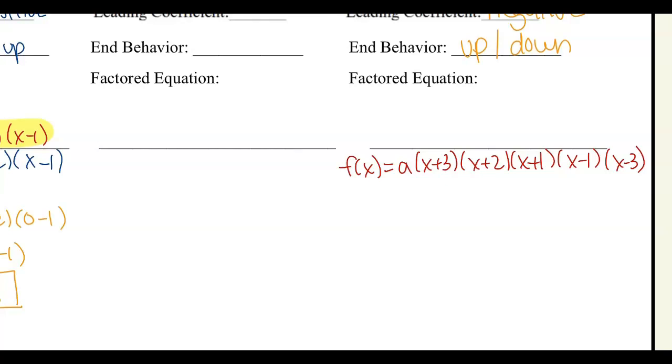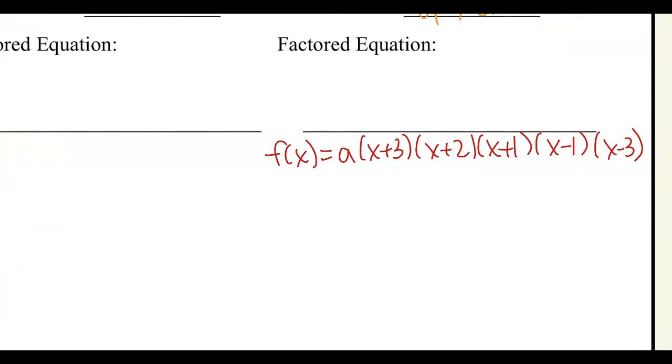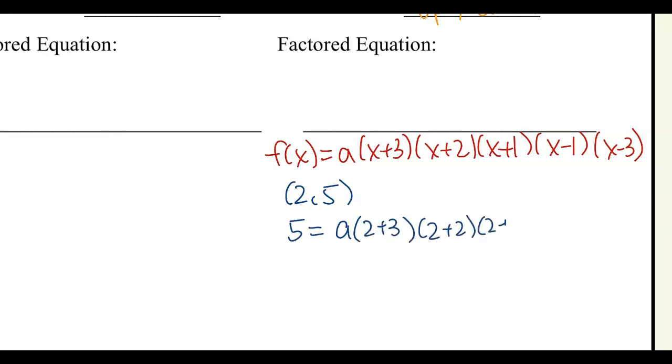None of them are bouncing. None of them have a line kind of wiggling through it. We definitely said that we need to use the point 2, 5, because if you're solving it, you need to figure out some point on your graph, and we couldn't use the y-intercept. So 5 is going to equal a times 2 plus 3, 2 plus 2, all the way down to 2 minus 3.